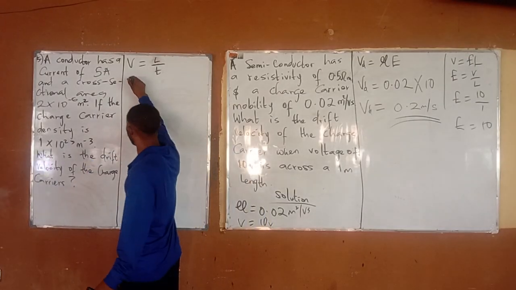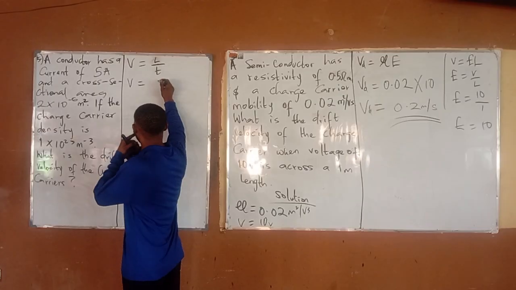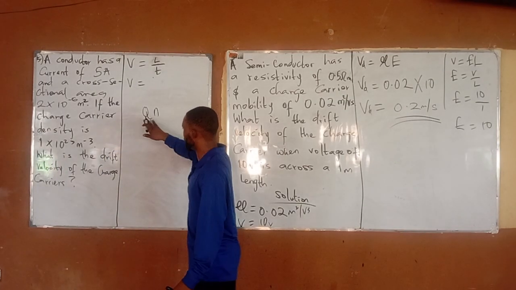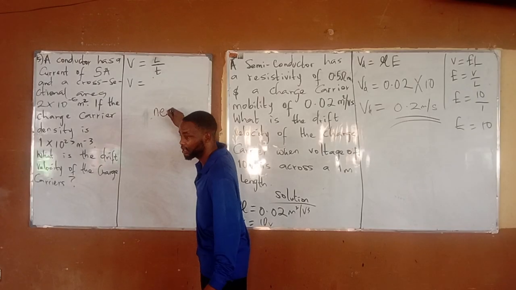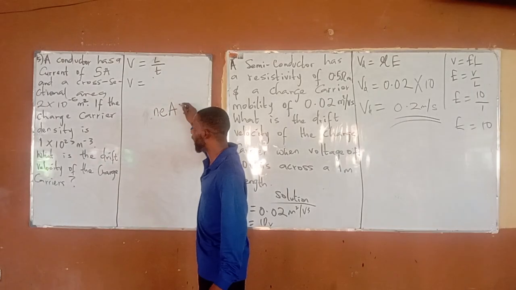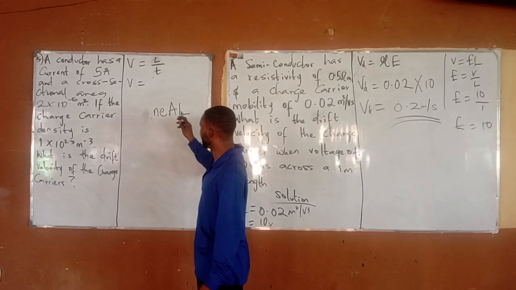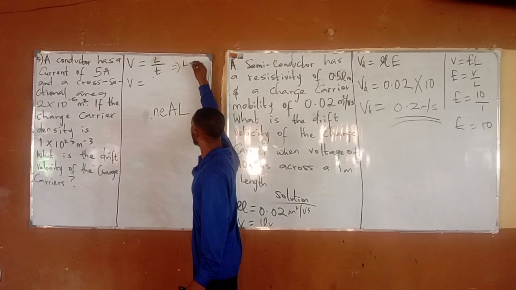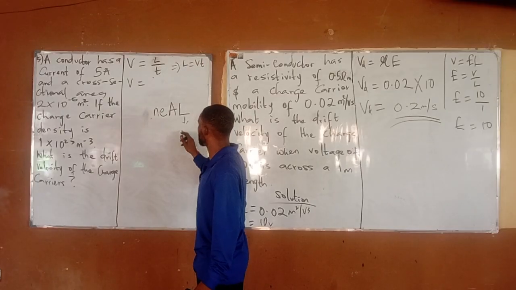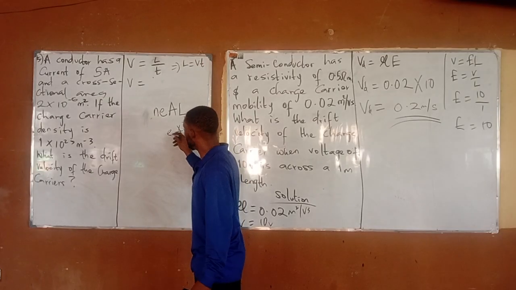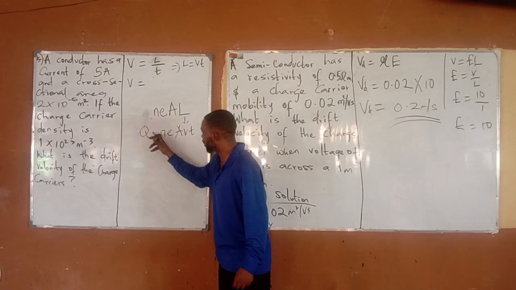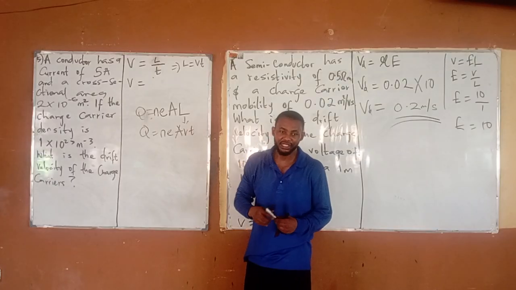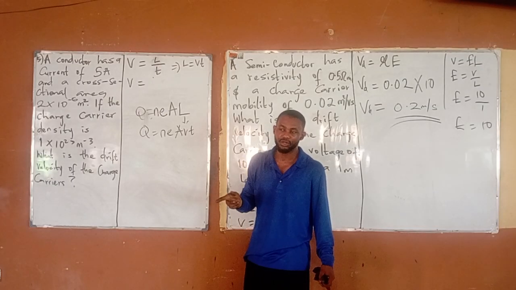I also gave you that V is equals to, if you come to this, instead of Q, you call it NE, then you say area and length. Now, if you remember, we said to make length the subject, you now have that length will be equals to VT. So replace this, you now have VT times AEN is equals to charge. We said that this thing is the charge on a wire. Normally, charge is equals to NE in quantization.